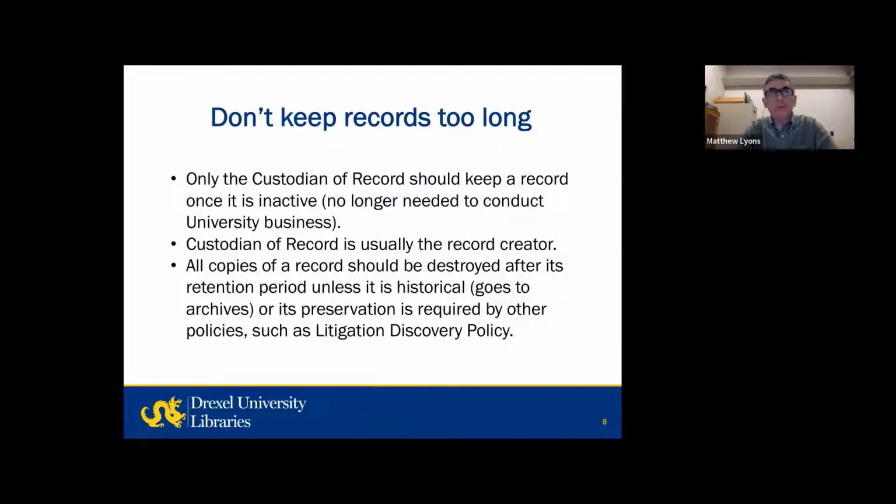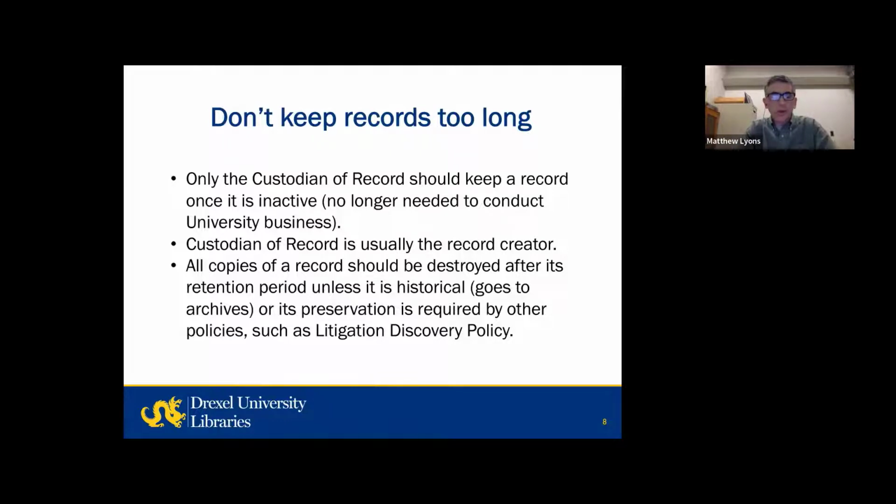One of the biggest records management challenges most of us face is not keeping records too long. As a rule, once a record is no longer active, meaning once it is no longer needed for conducting regular university business, the only department that should be keeping the record is the custodian of record designated in the retention schedule. The custodian of record is usually, but not always, the office that created it.